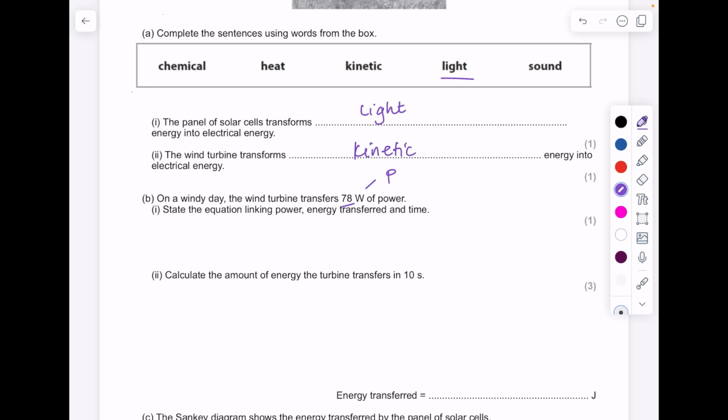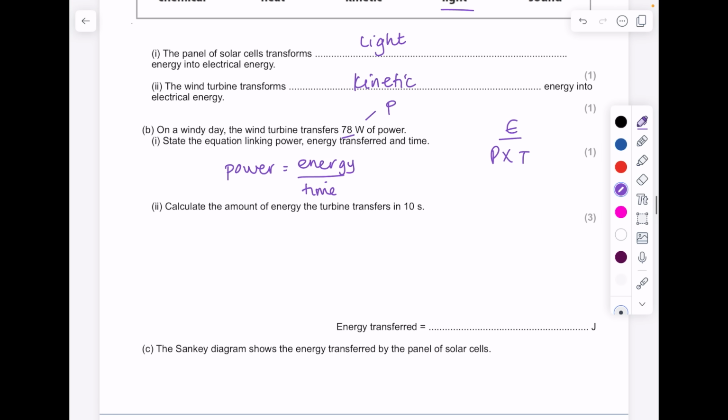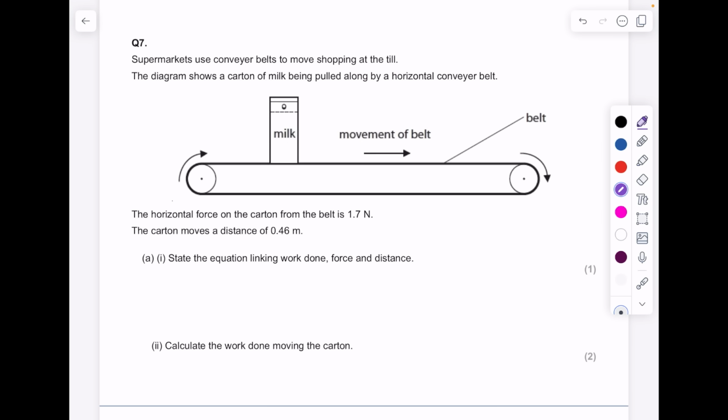State the equation linking power, energy transferred, and time. Power equals energy transferred divided by time. Calculate the amount of energy the turbine transfers in 10 seconds. So E equals P times T. Just do 78 times 10 to get 780 joules.